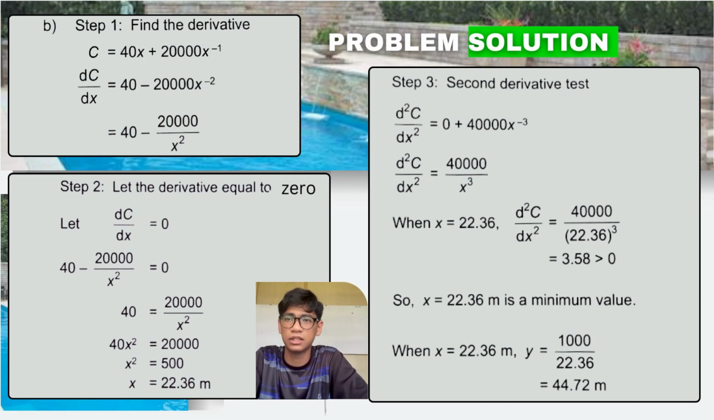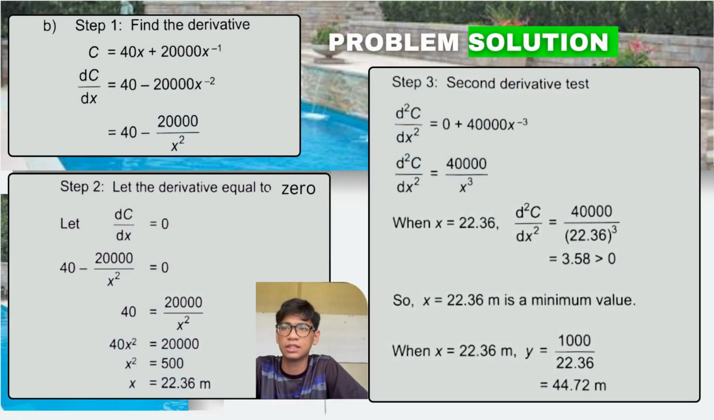Step 2. Let the derivative equal to 0. So just write, let dC over dx equal 0, and then exchange it with 40 minus 20,000 over x squared. Then bring negative 20,000 over x squared to the right side, move x squared to the left side, and then divide 20,000 by 40, so it will become 500. So the last step is to move the square to the right side to make it the square root of 500, and then the answer will be 22.36 meters.